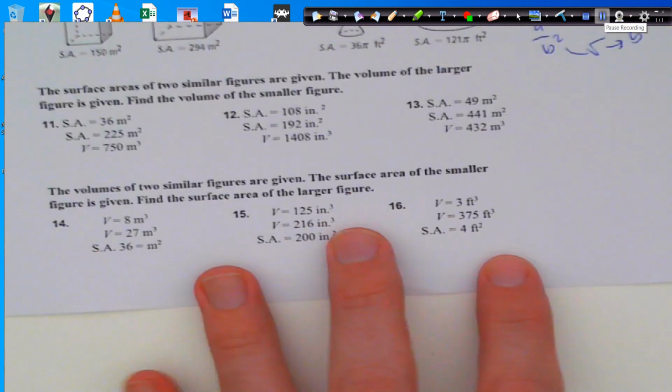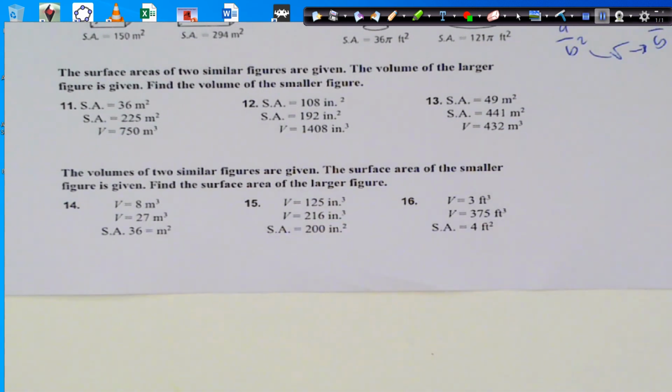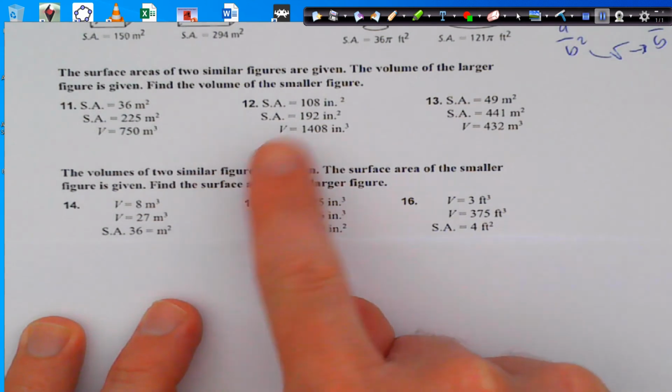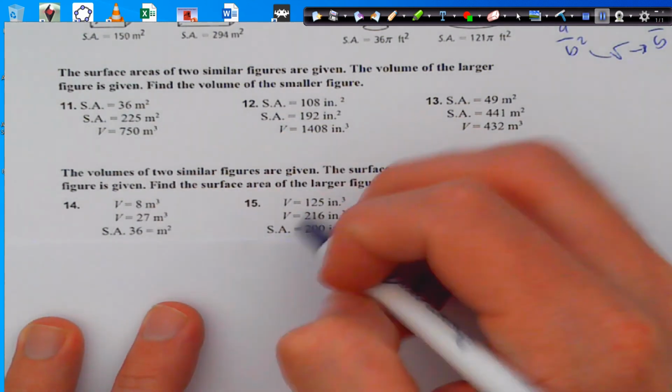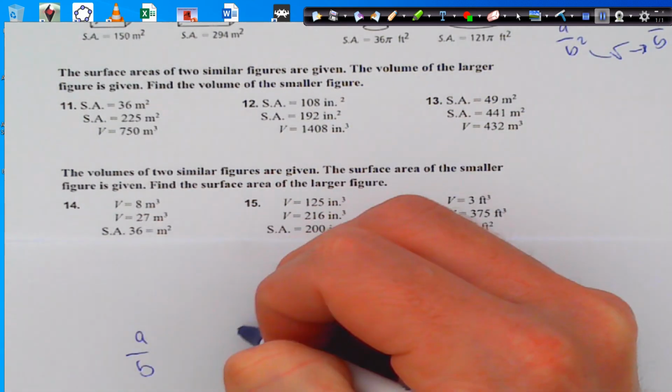Let's move on to 14. Find the volume of the two similar figures given. The surface area of the smaller is given. Find the surface area of the larger. So on this one, up here we were given surface areas, now we're given volumes. So I'm going to try and make this one a little bit easier to see.